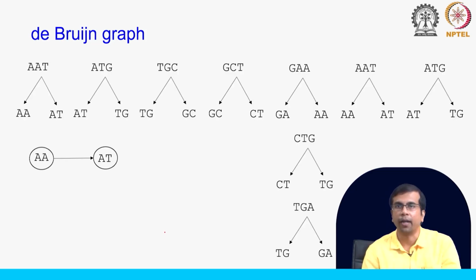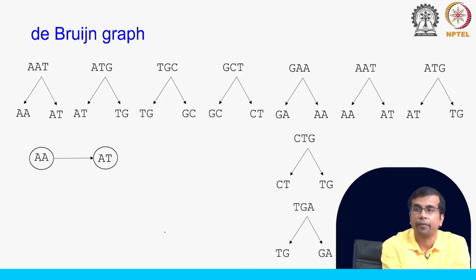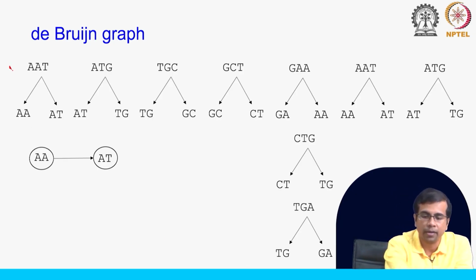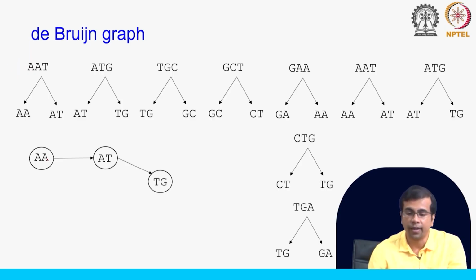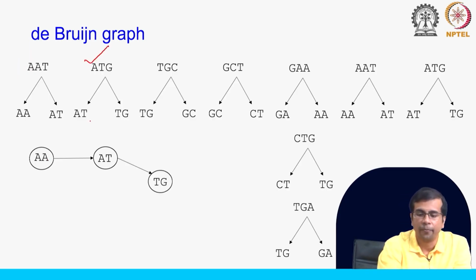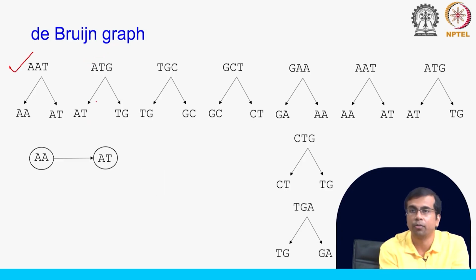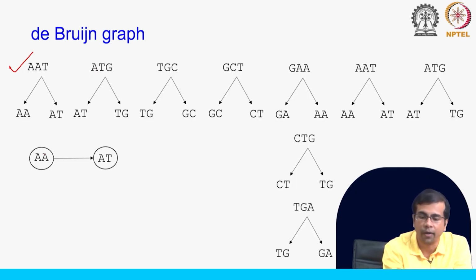So, this is what we have done. These are the k minus 1 mers for all the reads we have split, and now we will build the graph, and this is the De Bruijn graph. The first one we have the overlap. So, from this k-mer or this read, we have this connection AA to AT. Now, we move on to the next one, this one ATG. For the first one, it's okay, there are no nodes in the graph. So, we define these nodes AA, AT, and we add this connection.